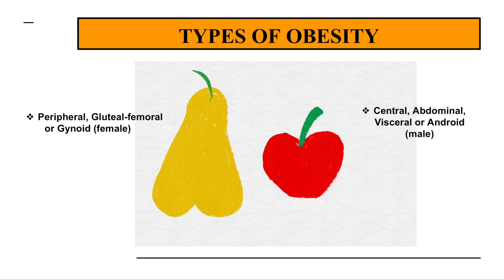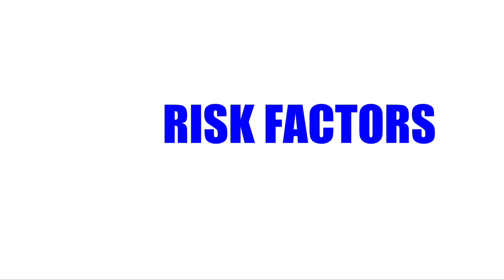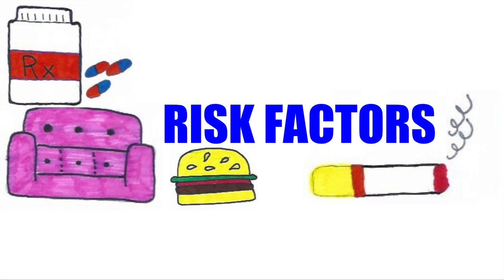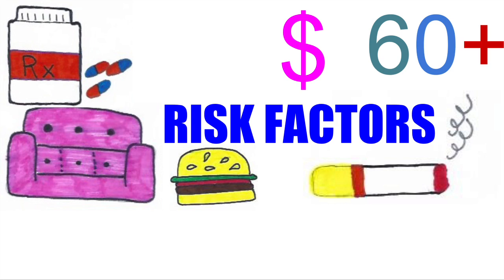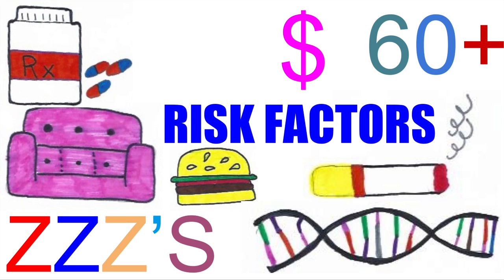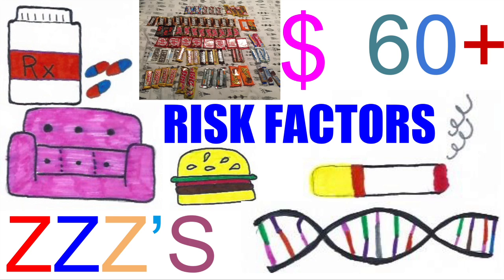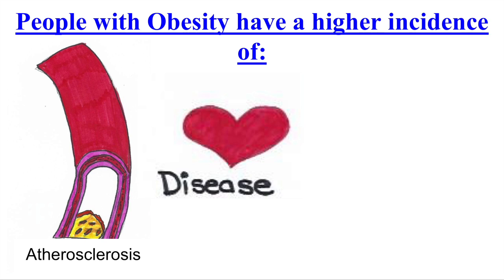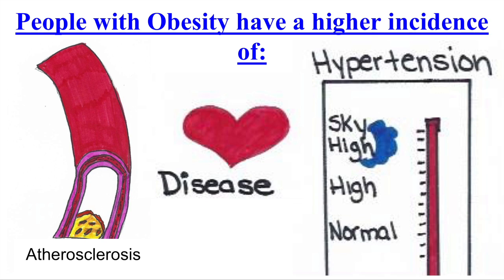The presence of disproportionate body fat determines certain risk factors. Some of the risk factors are inactivity, unhealthy lifestyle, medications, social and economic status, age, lack of sleep, genetics, the mutation of the BRCA1 and 2 genes, which are believed to be involved, and diet. People with obesity have a higher incidence of arterial sclerosis, heart disease, and hypertension.